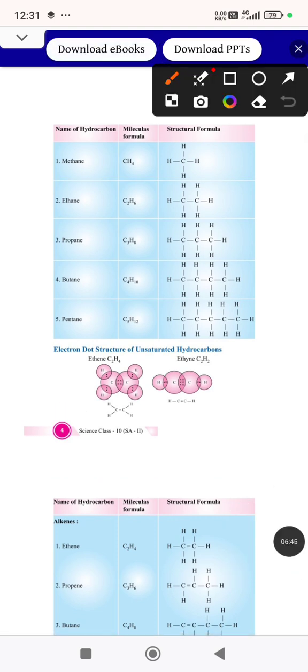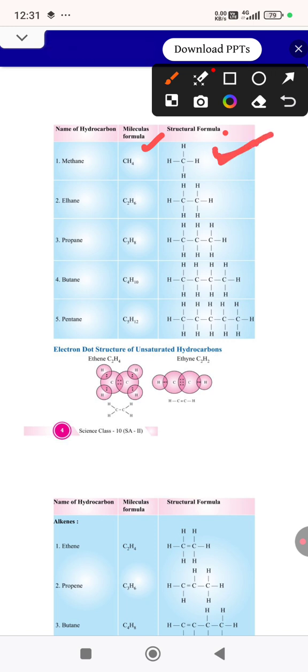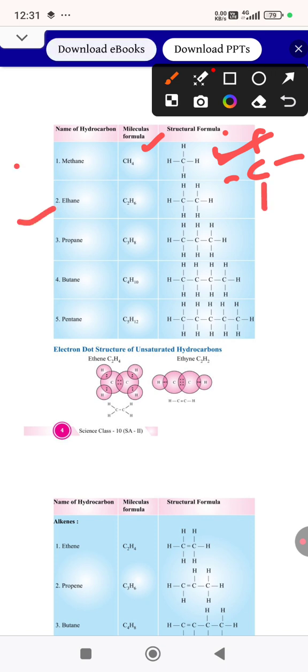For methane, its formula is CH4, and the structural formula is CH4. The 4 H are arranged in this manner: C here and H here. For ethane, the molecular formula is C2H6. Here there are 2 carbons, so hydrogens are placed there.